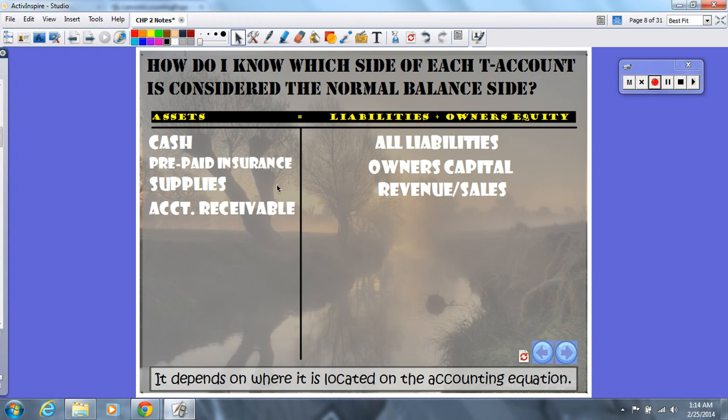Okay, so make sure you know where these are located on the accounting equation. So do me a favor, pause the video for a second if you need to, and copy this down into your notes. You need to have this. You need to know that these are on the left-hand side of the accounting equation, these are on the right, which determines which side is the normal balance side.